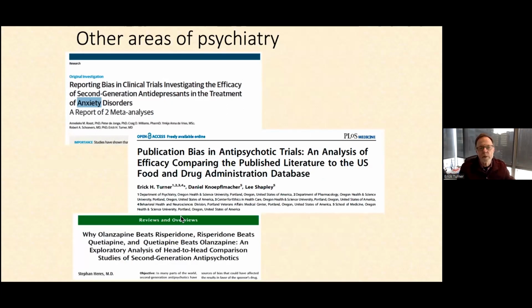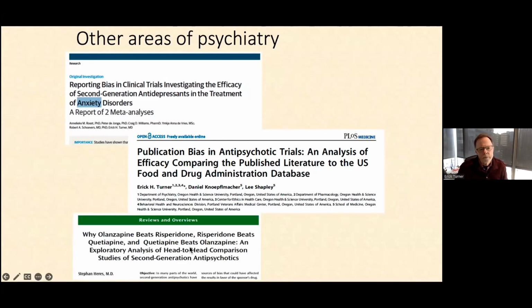But it's not just antidepressants. With some colleagues, I've looked at other drug classes, such as drugs for anxiety disorders. Actually, these are the second generation antidepressants. They're the same drugs, but for a different indication, in this case 5 different anxiety disorders. And we found, again, an exaggeration of efficacy due to publication bias or reporting bias. We also looked at antipsychotic trials, basically the same story, not quite as bad as with the antidepressants.